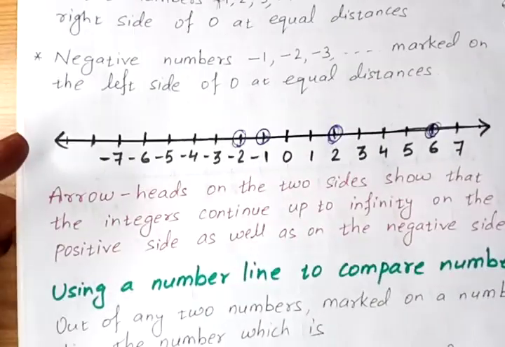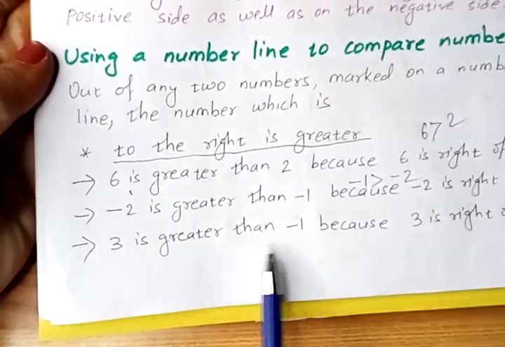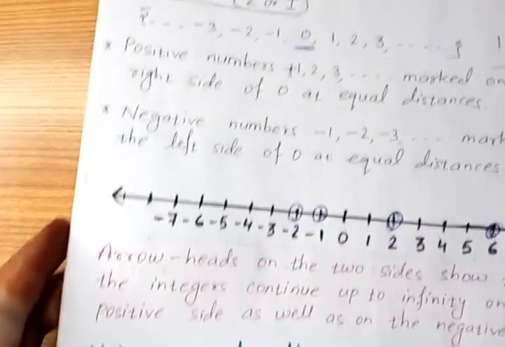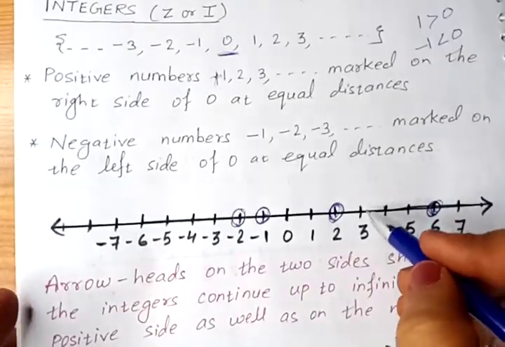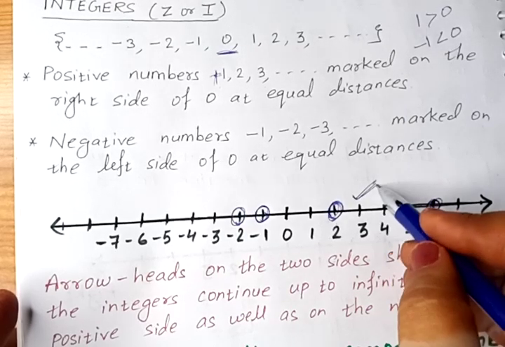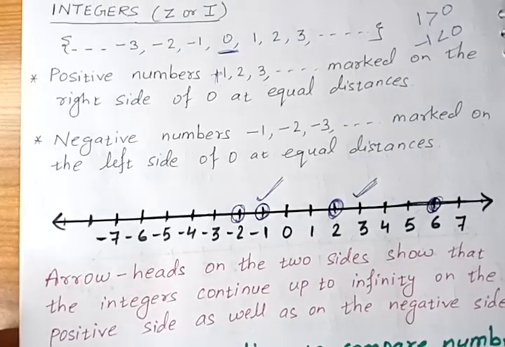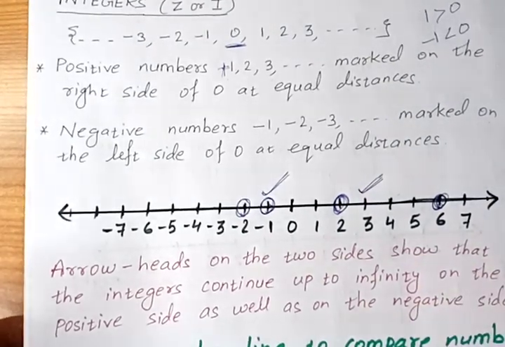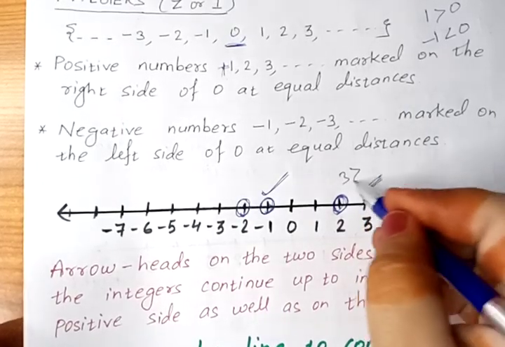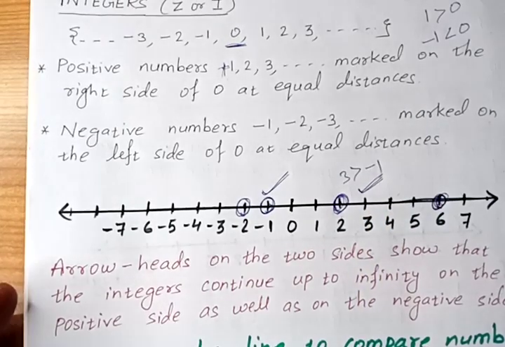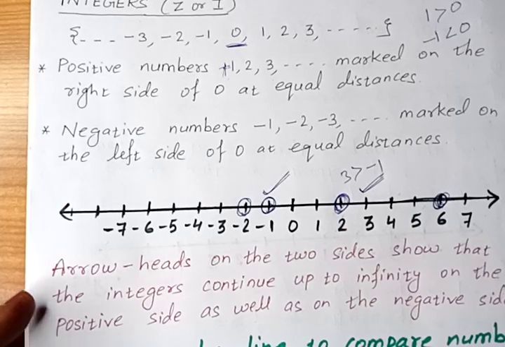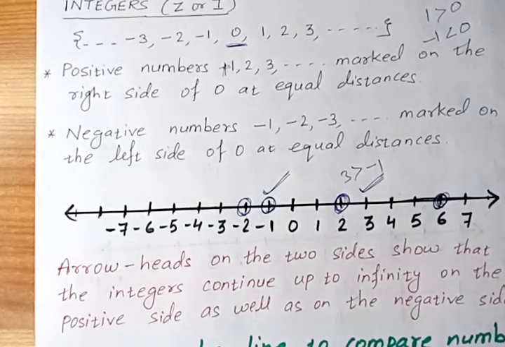Clear? Next, the third example: 3 and -1. So mark 3 and -1. Where is 3? This is 3. And where is -1? This is -1. Which is on the right side? 3 is on the right side. It means 3 is greater than -1. Clear children? Very simple now. You understood now? Of two numbers marked on the number line, the one on the right side will be greater than the number on its left side.